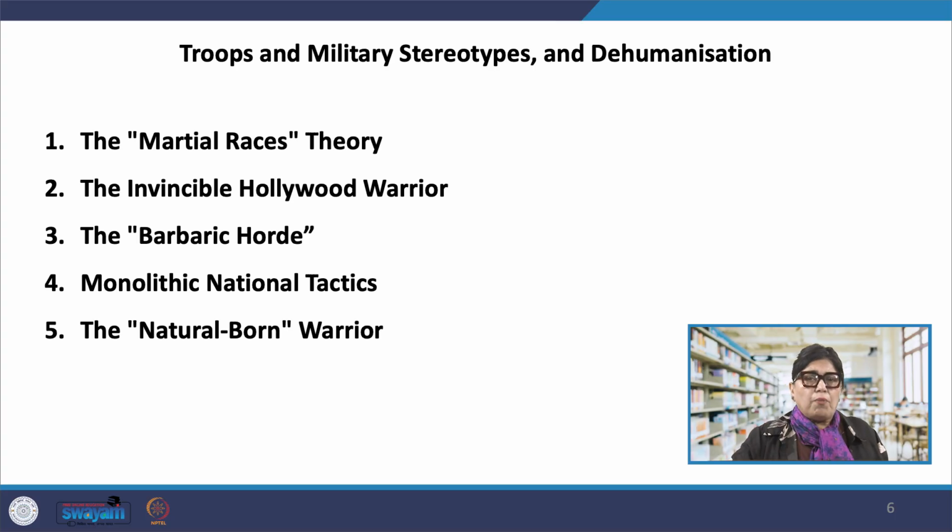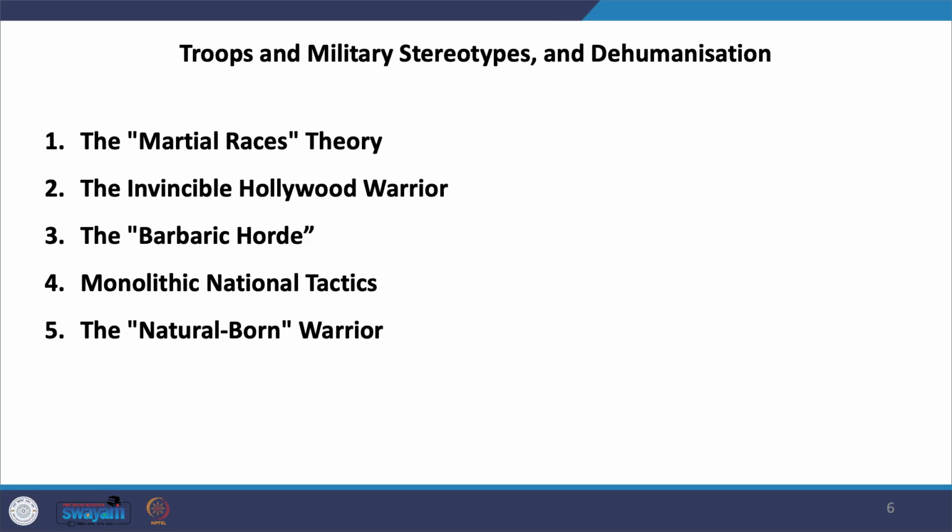The third one is the barbaric horde. Eastern nomadic or tribal troops such as Mongols or Apache forces are historically stereotyped in Western literature as lawless, undisciplined masses. In truth, groups like the Mongols utilized highly complex, regimented psychological warfare and sophisticated coordination.